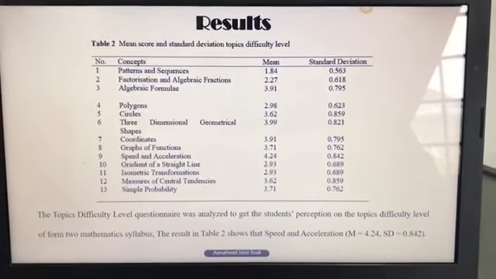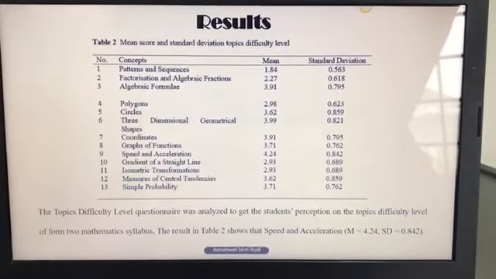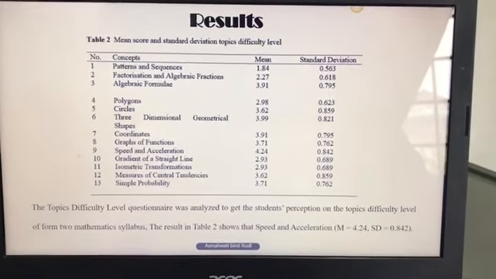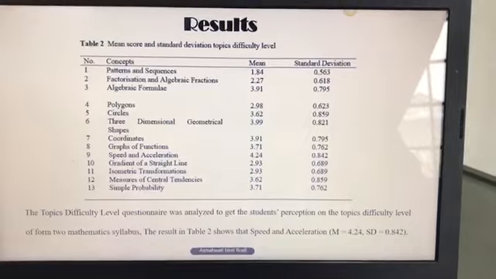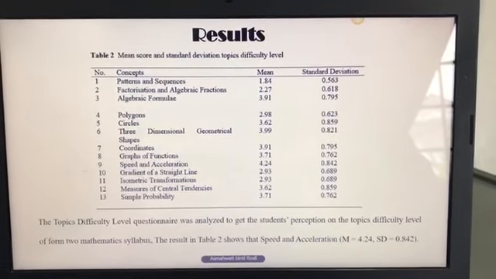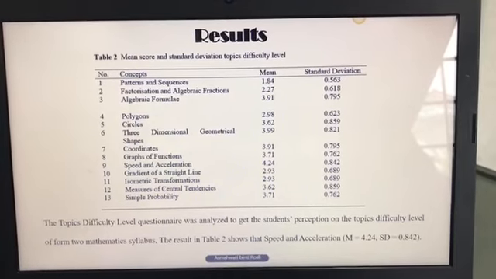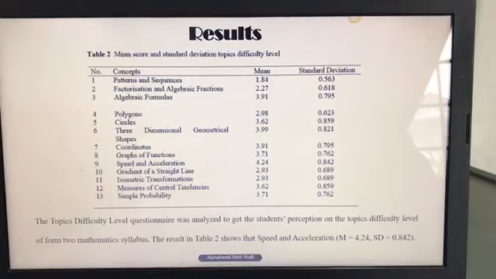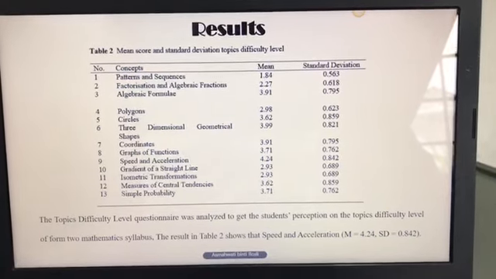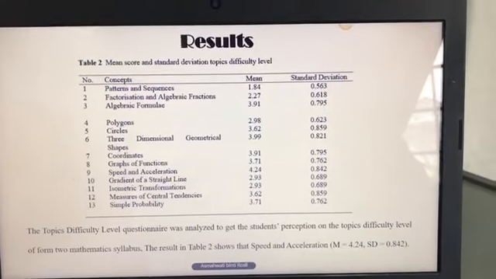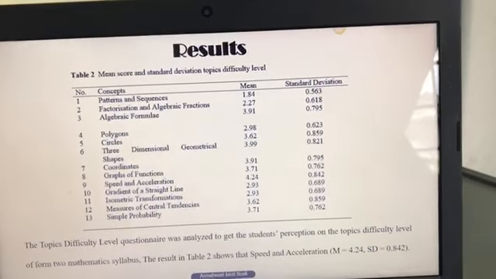For the result, for table 2, the topic difficulty level questionnaire was analyzed to get the student perspective on the topic difficulty level of Form 2 mathematics syllabus. The result in table 2 shows that speed and acceleration has a mean of 4.24 and standard deviation of 0.842.